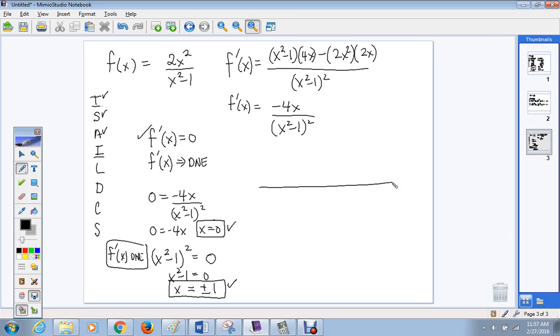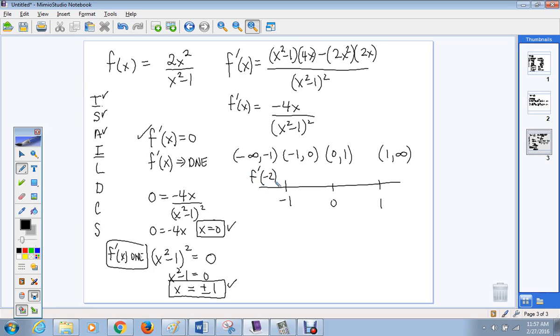So if we draw a number line and we put our critical numbers on our number line, we want to check each one of these intervals. Negative infinity to negative 1, negative 1 to 0, 0 to 1, and then 1 to infinity. So we have these four intervals to check for increase and decrease. So we choose any value on that interval and plug it back into the derivative.